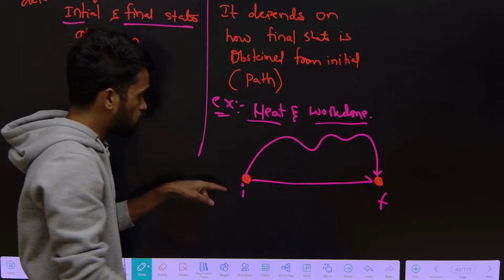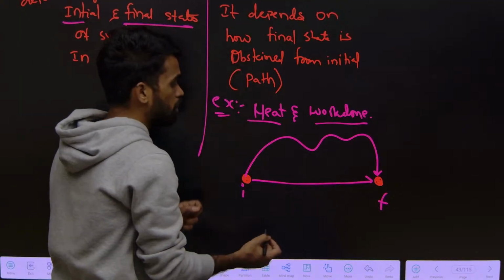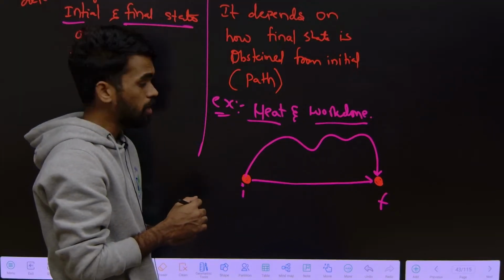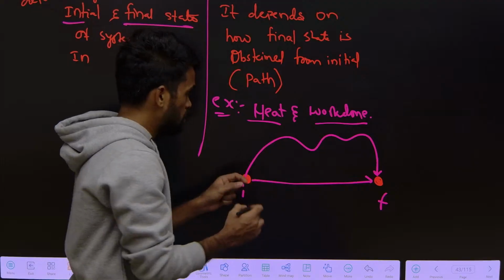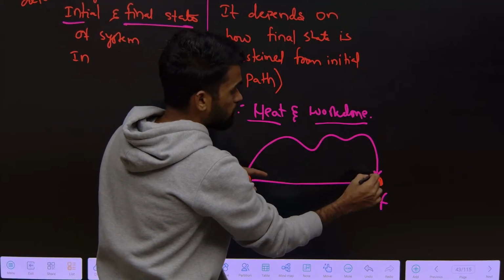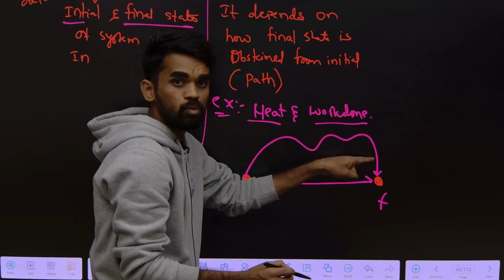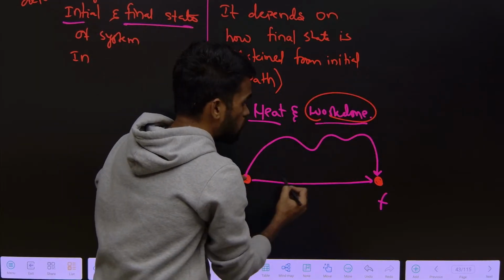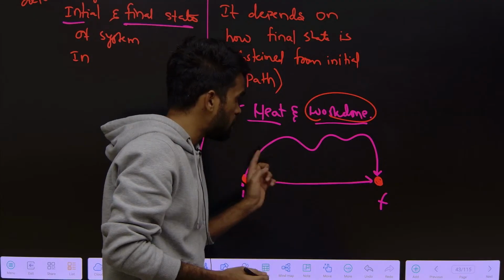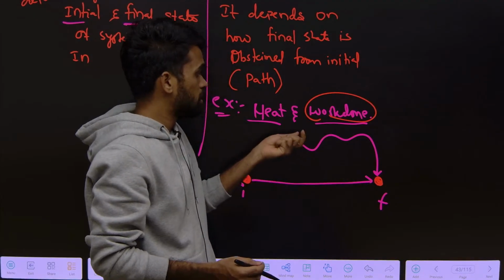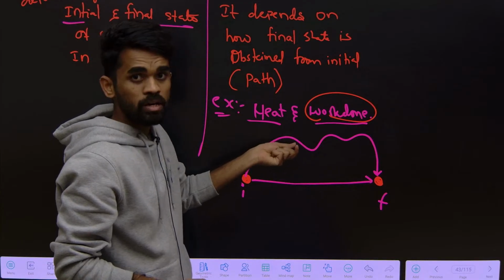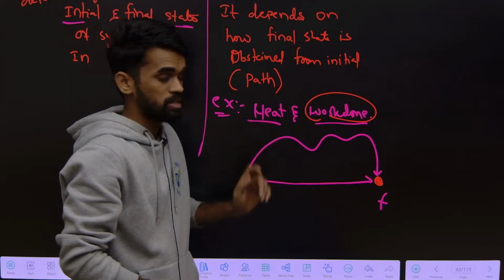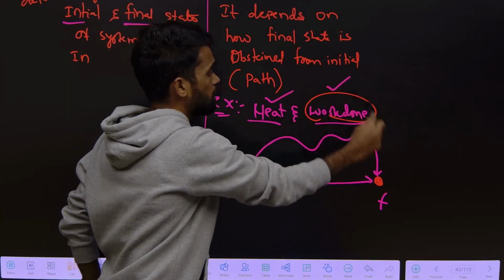Now if you go the shortest distance, you will be wasting less energy, so you will have less work here. But if you go this way, the work you do will be more. So it means the quantity of work you are doing depends on the path you are following, whether this path or this path. Such path dependent properties, which depend on the path followed, are considered path functions. The best examples here are heat and work done.